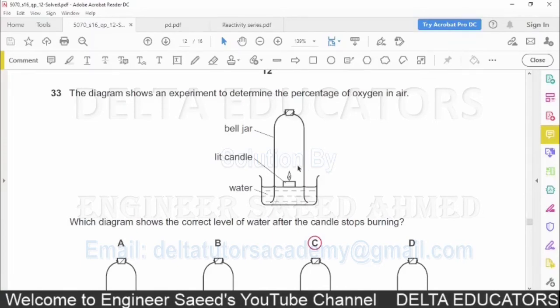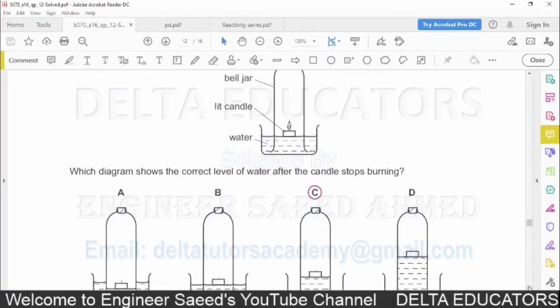When the oxygen level is 0, what will happen? The air pressure inside the jar will decrease. Since the pressure of air is decreased inside the jar, the water level will rise inside the jar. And when the water level rises inside the jar, outside the jar it will decrease. So when all of the oxygen is consumed in burning, the water level inside the bell jar increases. So we check the options now.